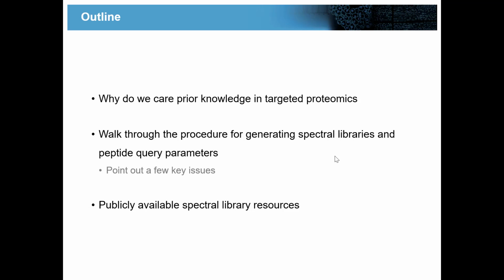The outline here is, first, why do we care about prior knowledge in targeted proteomics, or in DIA in this case. The second part is a quick walk through the procedure for generating spectral libraries and what we call peptide query parameters, so the coordinates for extracting the data, and I'll point out a few issues here. You'll see some of this in Skyline tomorrow.